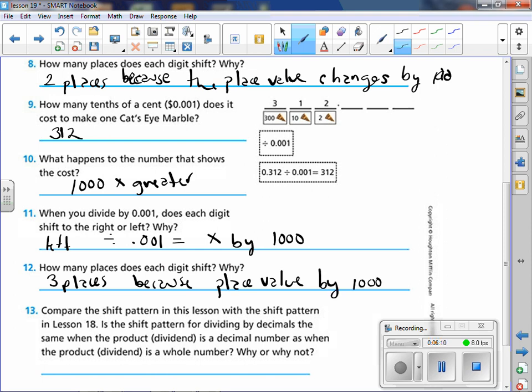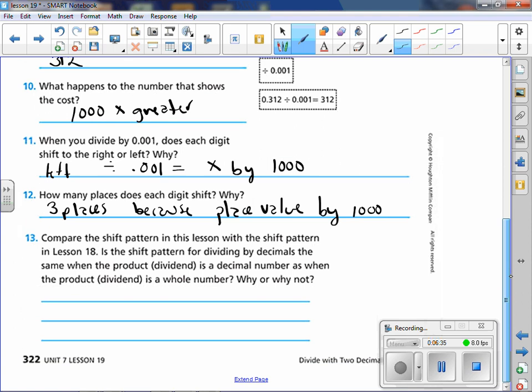Okay, so when you compare the shift pattern in the lesson with the shift pattern in the last lesson, dividing decimals when the product, the dividend, is a decimal number as when the product is a whole number, hopefully you can say that, yes, dividing a decimal number is going to result in a factor that's larger than the product. Decimals and whole numbers follow the same base 10 pattern. So it should be the same. You need to fill this in, okay? Yes, and I want you to explain the why. I just explained it, so if you need to listen to it again, rewind and listen to it again. Otherwise, I'm going to go on, but I do expect this filled in.